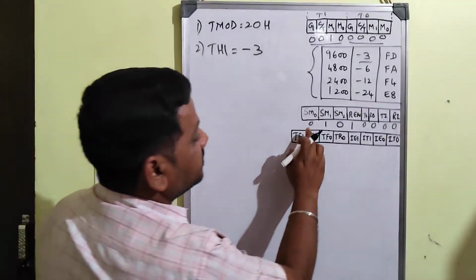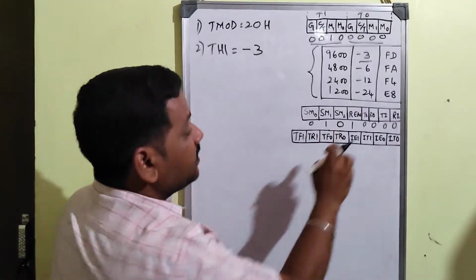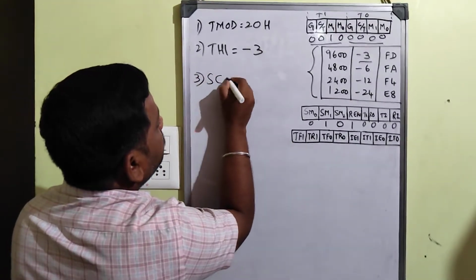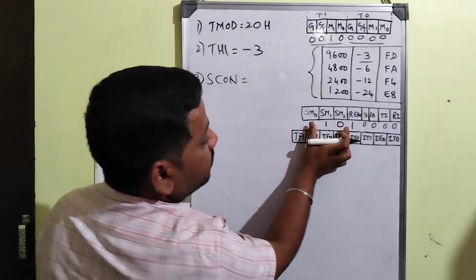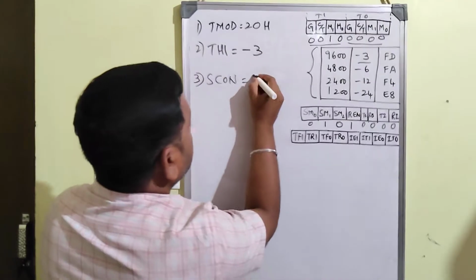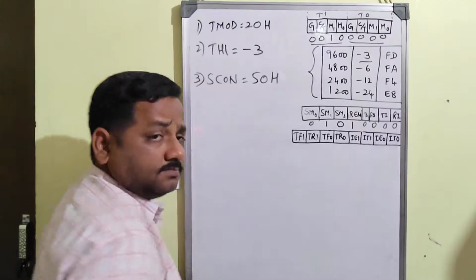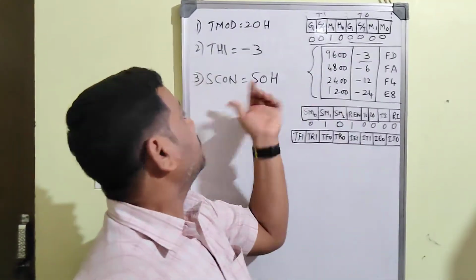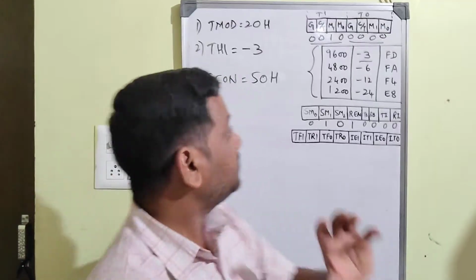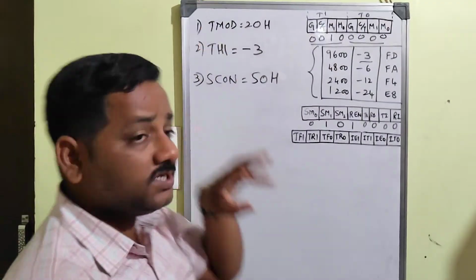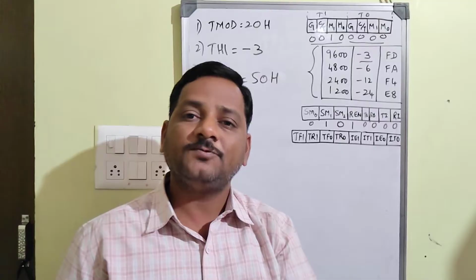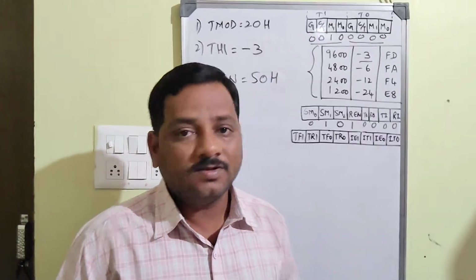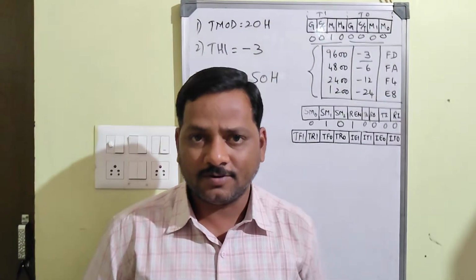So what is the data we entered here? 0101, it means 5, and this is 0. So in the third step, you have to enter in SCON the value we have entered here, that is 5 and 0. So it is 50H. 50H is the value to be entered into the SCON register. It looks very simple. These 3 steps have to be followed whenever you want to write a program for serial communication, whether receiving or transmitting. These are the basic steps you need to follow.